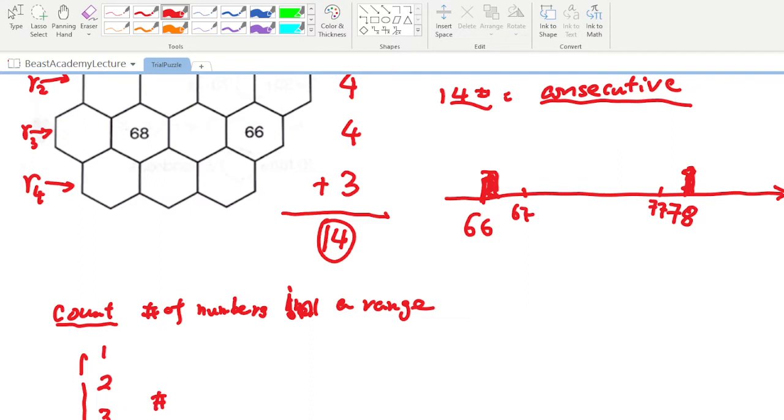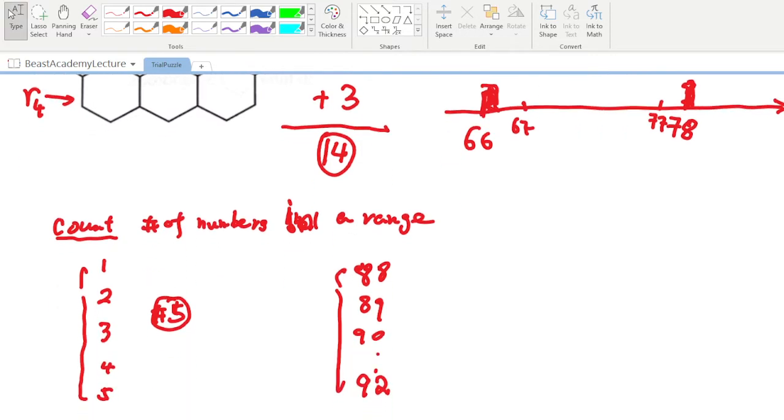No, I write 1, 2, 3, 4, 5, right? How many numbers do I write? 5. Okay, so if I start with a different one, if I write 88, 89, 90 up to 92, who can tell me how many numbers here? 5.